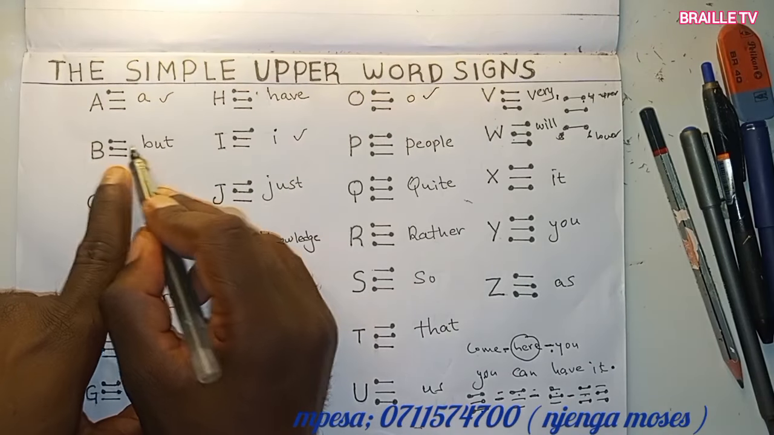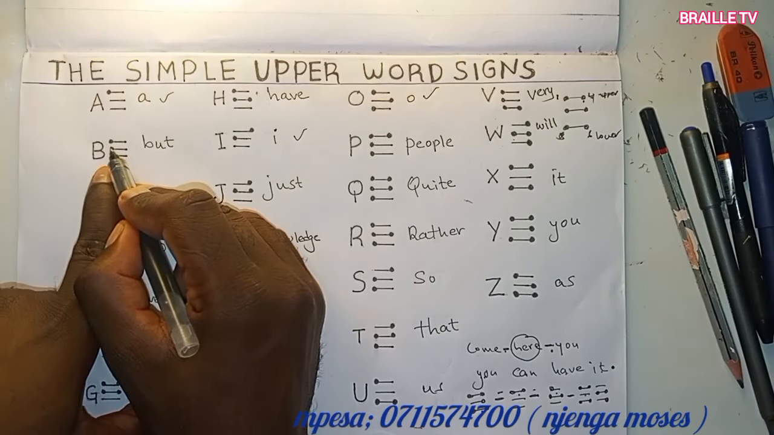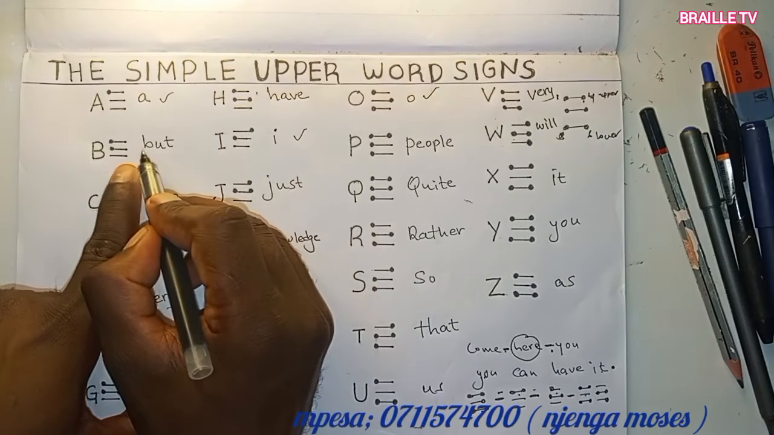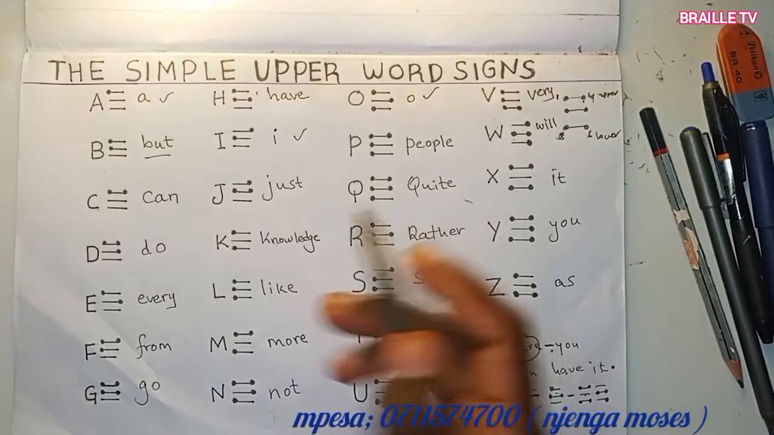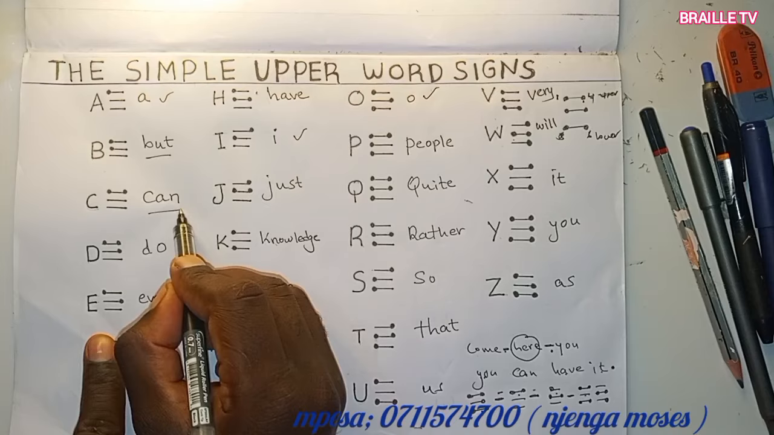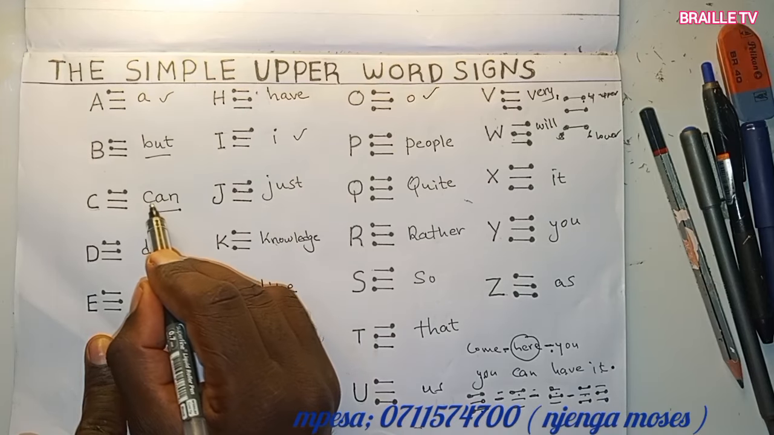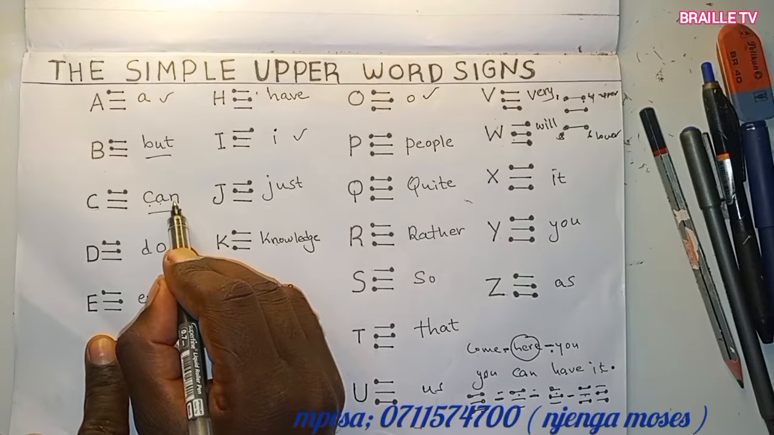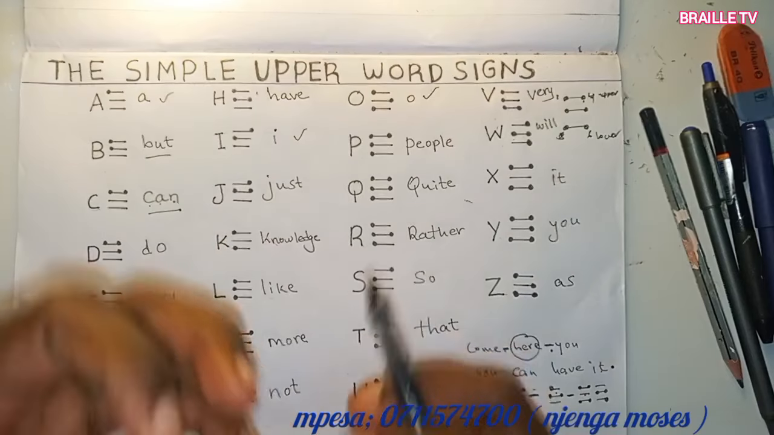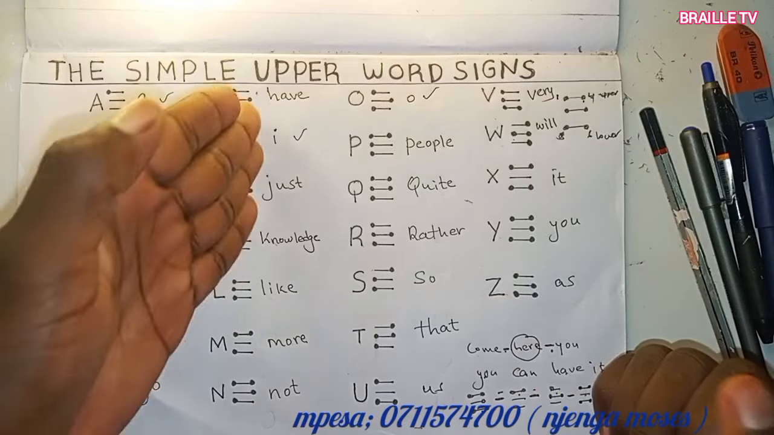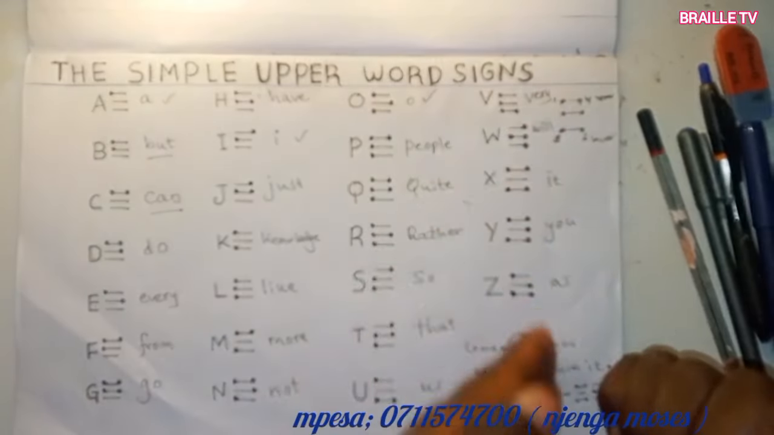No, we will be writing letter B standalone, or letter B alone, to represent this word. Letter C, for example: if we meet a word like can, we will not be writing letter C, letter A, and letter N. No, no, no. We will be writing letter C to represent can. So continue doing practice so that you master these simple upper word signs.